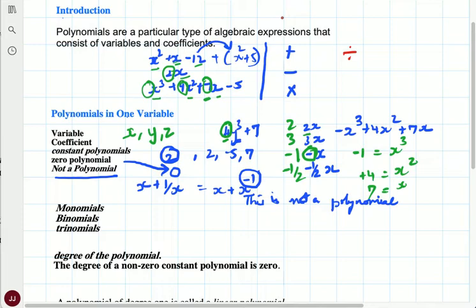And whenever we talk about exponents, it has to be a positive integer exponent. That is acceptable.